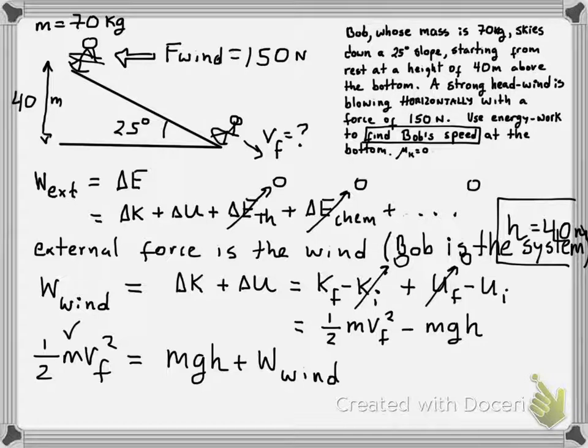In this equation we have Bob's mass that's given, it's 70 kilograms. Putting a check mark next to the variables that I know its value. The final velocity is what we're looking for. That's the question in the problem. Mass, as we said, we know it. g is 9.8. The height is 40 meters. And what we need to calculate now to do our calculation for Bob's final velocity at the bottom of the hill is the work done by the wind. So that's going to be our next step.